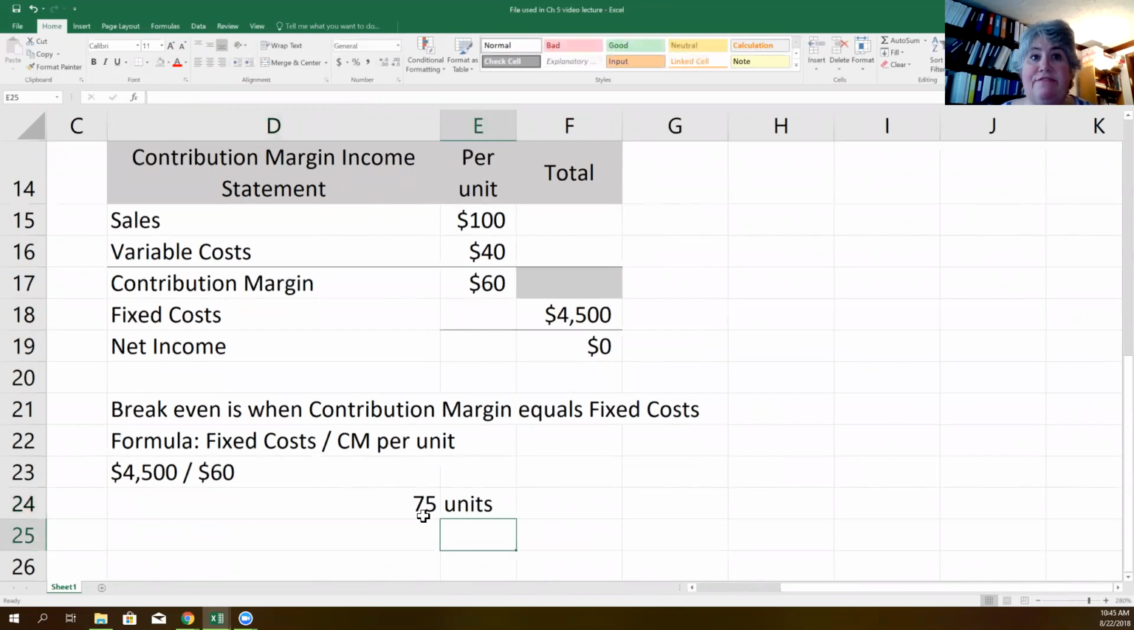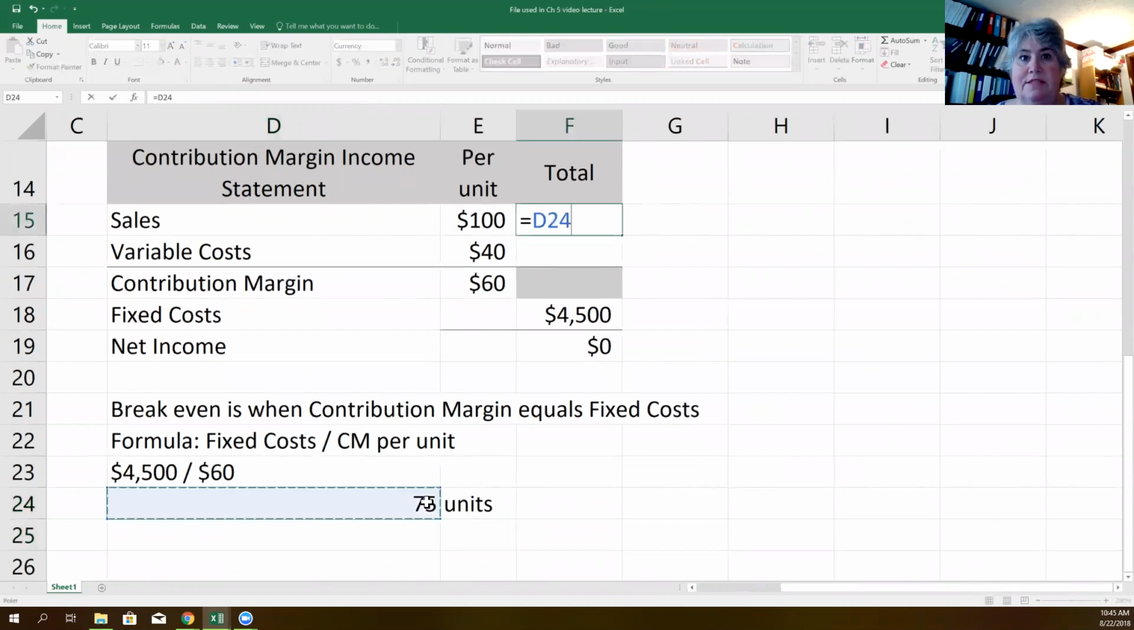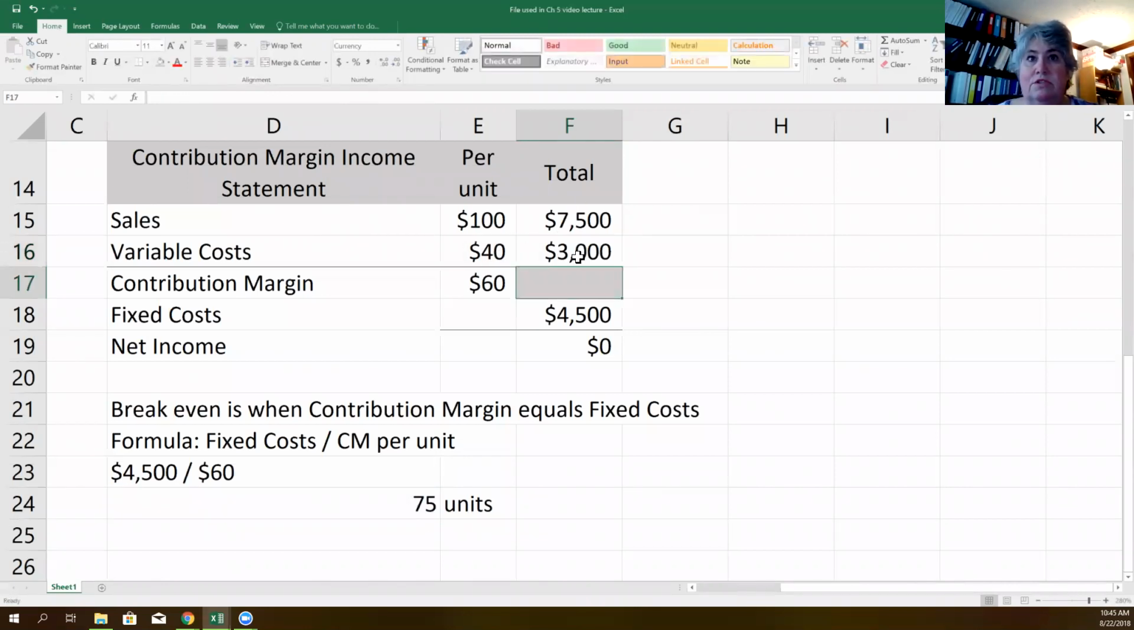If we sell 75 units, what will our sales be? Well, they would be 75 times $100. Our variable costs would be 75 units, each one being $40. So 3,000. And if we subtract those two, as you can see, that's going to come out to exactly $4,500, just enough to cover the fixed costs.